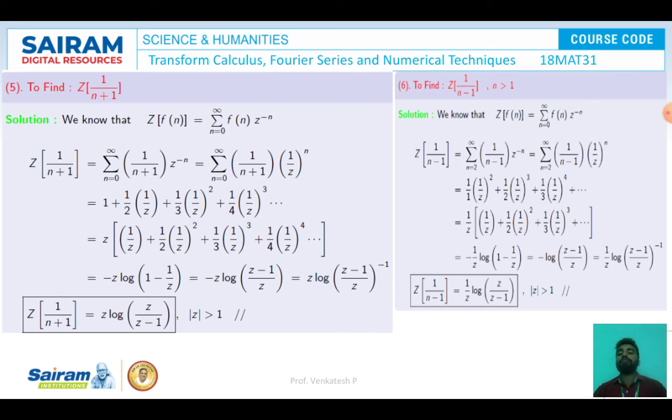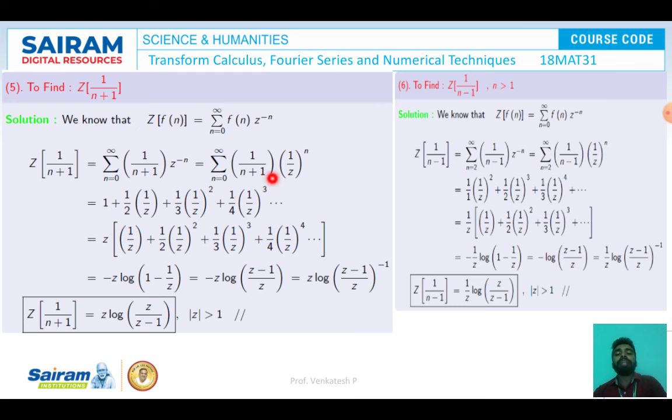So next function is z transform of 1 by n plus 1. Same like the previous proofs only. So first you take the basic formula, and in the place of f of n, I will be replacing 1 by n plus 1. So z transform of 1 by n plus 1 will be equal to summation n from 0 to infinity 1 by n plus 1 z power minus n, is equal to summation n from 0 to infinity 1 by n plus 1 (1 by z) whole power n.